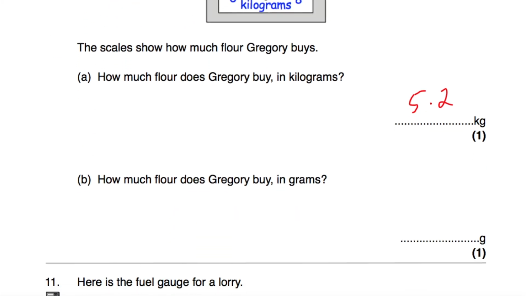And then part B. We're asked how much flour does Gregory buy in grams? So we need to change the 5.2 kilograms into grams. So remember, there's 1,000 grams in a kilogram, so that'll be 5,000, and then another 200 grams, that'll be 5,200 grams, or just multiply that by 1,000, means we would move the digits 3 columns to the left, so the 5 would move from the units or ones column into the thousands column, the 2 would move from the tenths column into the hundreds column, and so on. So the answer would be 5,200 grams.